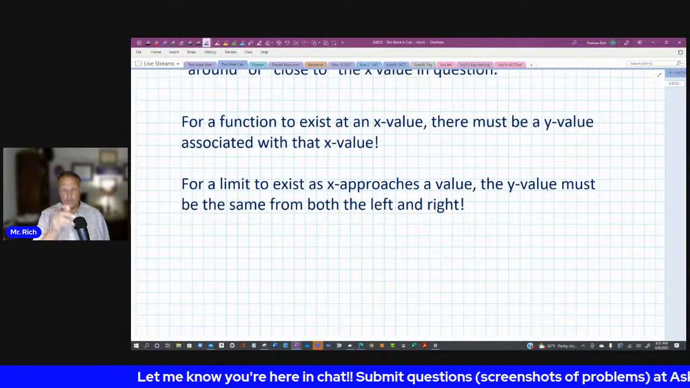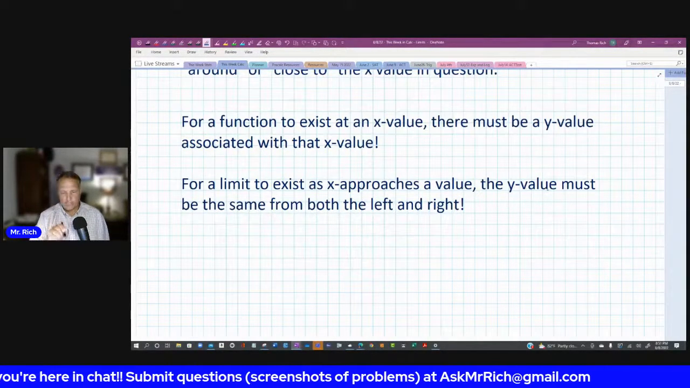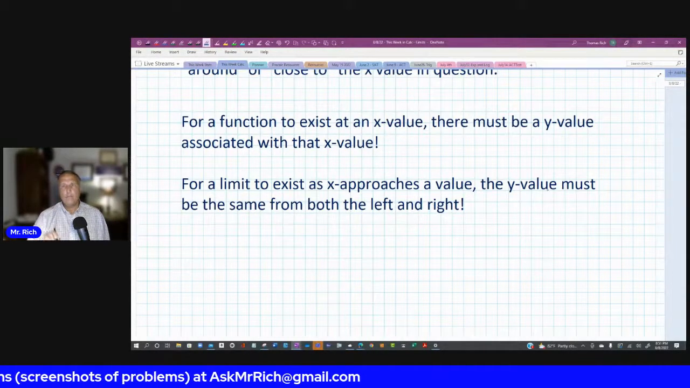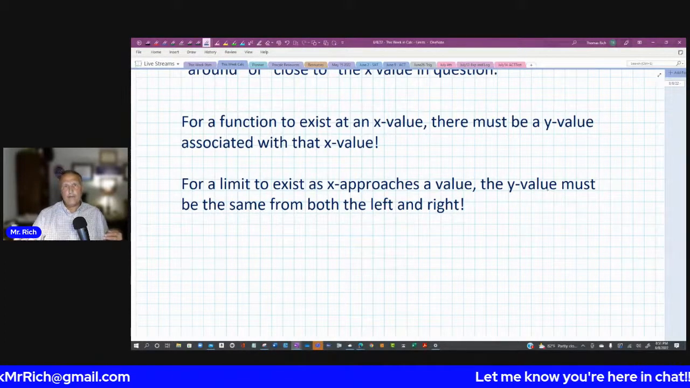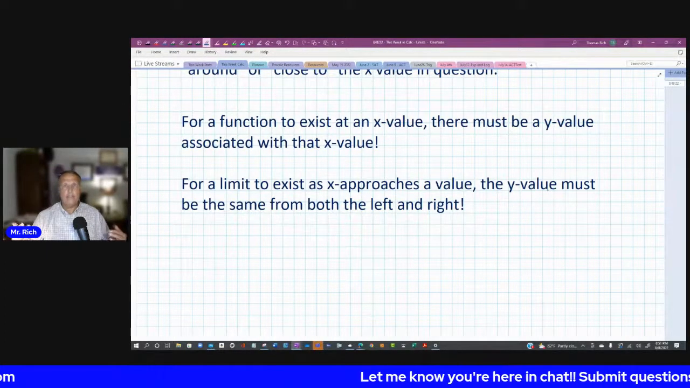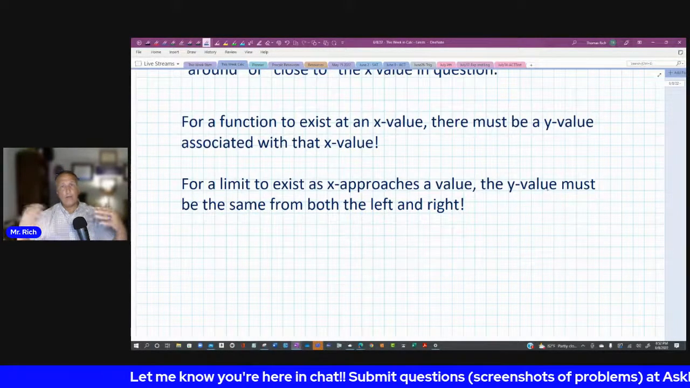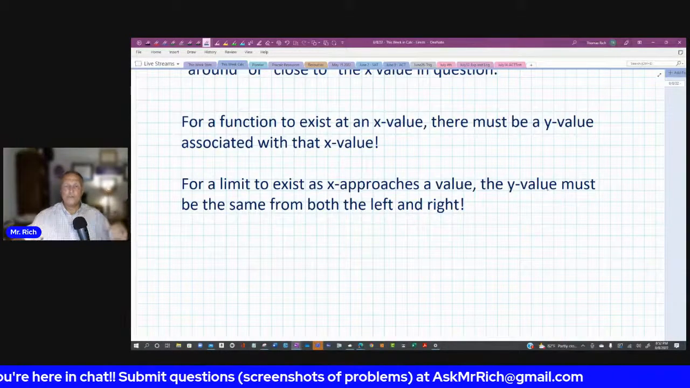You're looking at the spot where x is that value, and you're looking for what is the exact y value. But if you're talking about a limit, you have to consider what's happening on either side of that x value, because we're not talking about at the x value, we're talking around it. So around it would mean left and right. So let me show you an example.